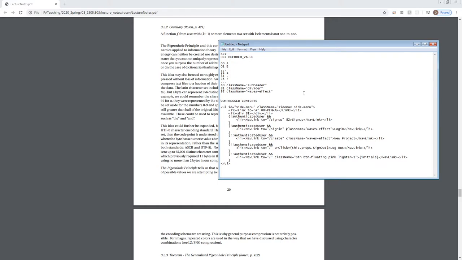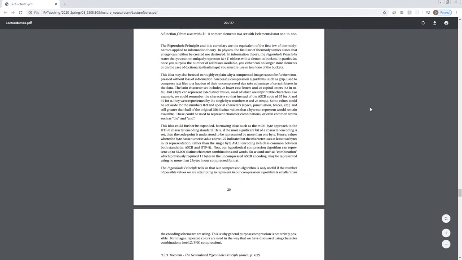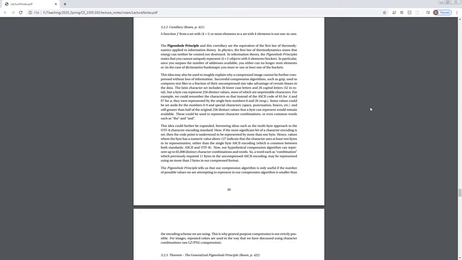And so now this, which was maybe 20 bytes or so, is now represented with just a single byte. Right, and you save that every time. So the more repetition there is, the more opportunity there is for gains in terms of compression whenever you're compressing text. And that's basically the idea of what gzip compression is, and LZ compression or PNG compression for images.